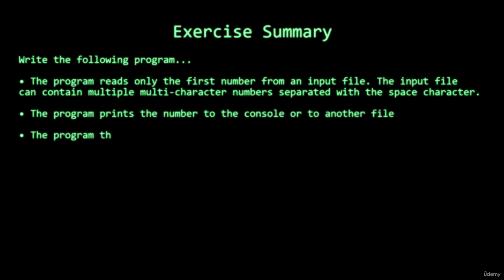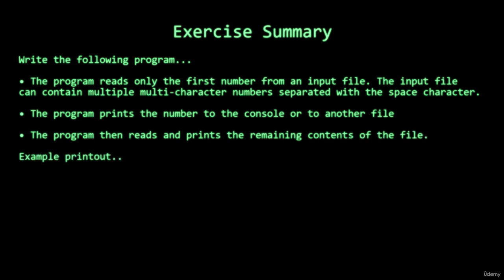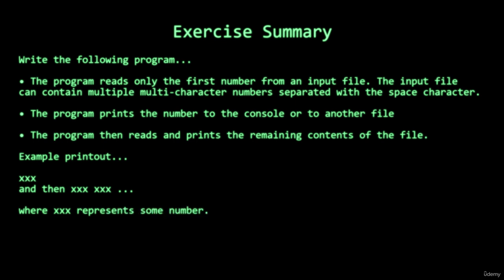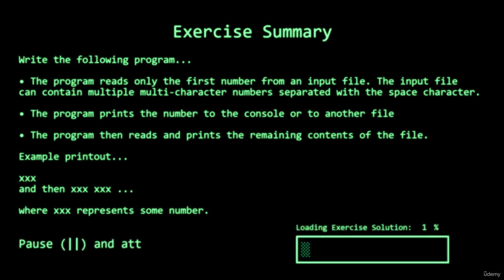Following that, it's going to read and print out what is left in the file. For example, you want to print out that space, but also the rest of the numbers. An example printout would be the first number, so xxx. On the next line, we have the rest of the contents in that file, where xxx represents some number, right? So go ahead and try this now, and when we come back, I will show you my solution. Of course, your solution does not have to match mine exactly.